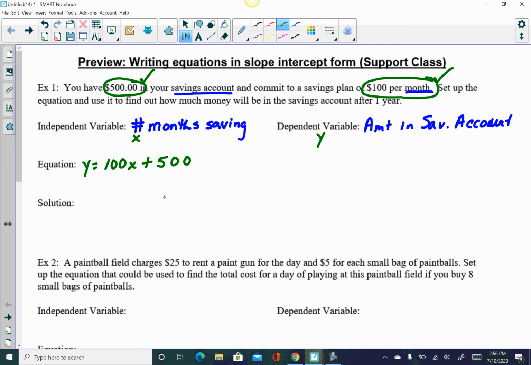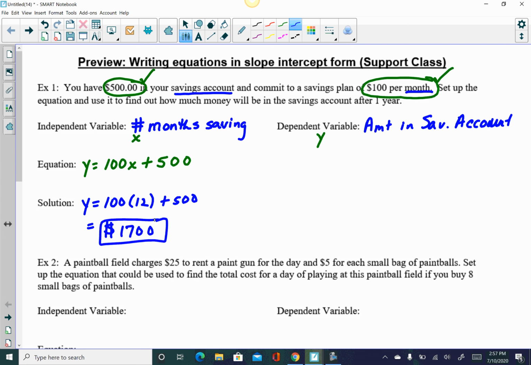Now the solution below wants us to use this equation to figure out how much is going to be in the savings account after 1 year. So 1 year is equivalent to 12 months. In place of our months, that's our x value, you're going to put in 12. So y equals 100 times 12 plus 500. Put that all in your calculator at one time. 1,200 plus 500 puts us at 1,700. So at the end of the year, you'd have $1,700 in your savings account.